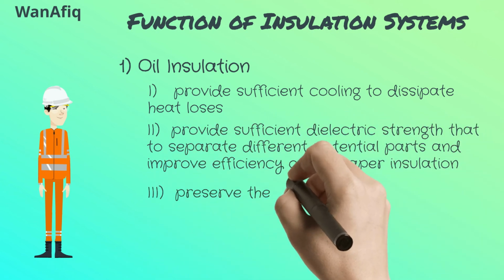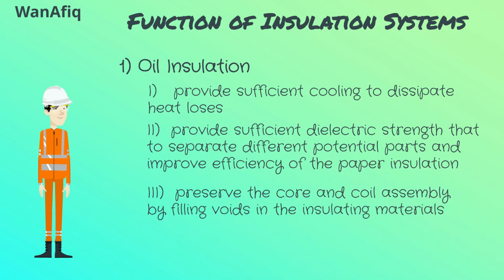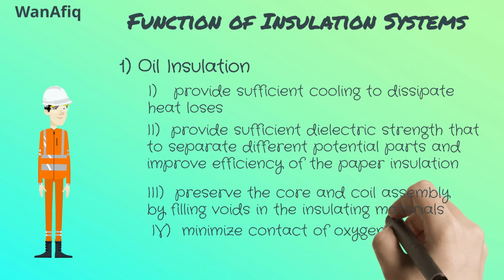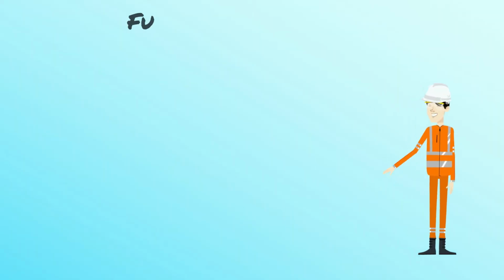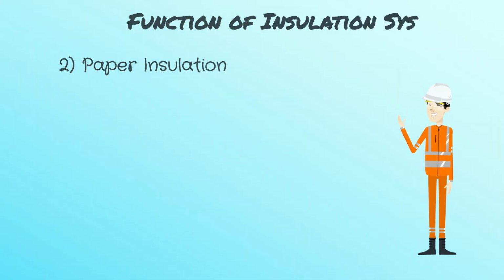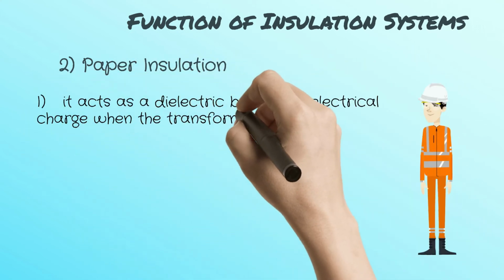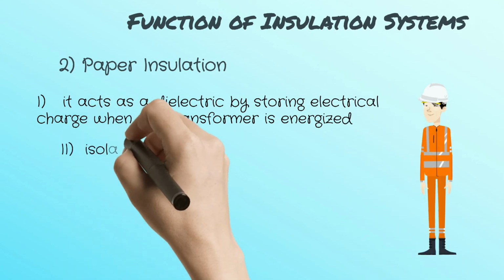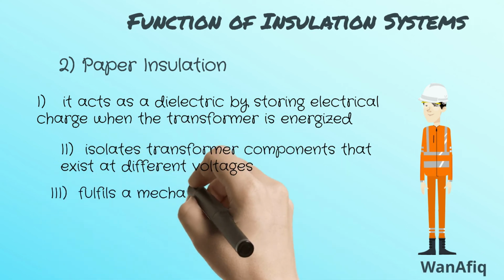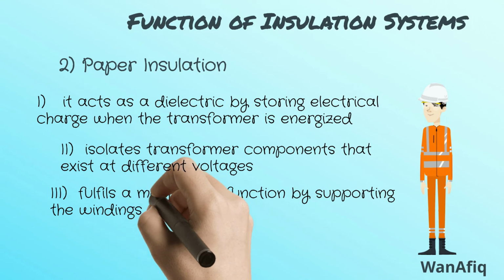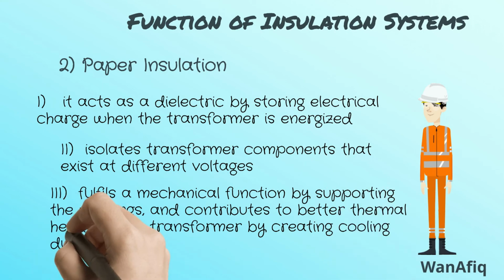It preserves the core and coil assembly by filling voids in the insulating materials and minimizes contact of oxygen with cellulose and other materials that are at risk of oxidation. Next, paper insulation. It acts as a dielectric by storing electrical charge when the transformer is energized. It isolates transformer components that exist at different voltages, fulfills a mechanical function by supporting the windings, and contributes to better thermal health of the transformer by creating cooling ducts for the coil.